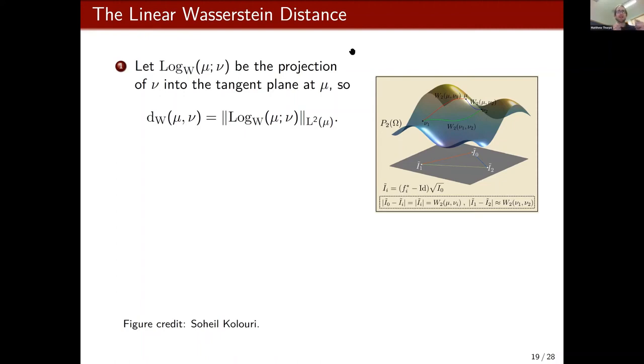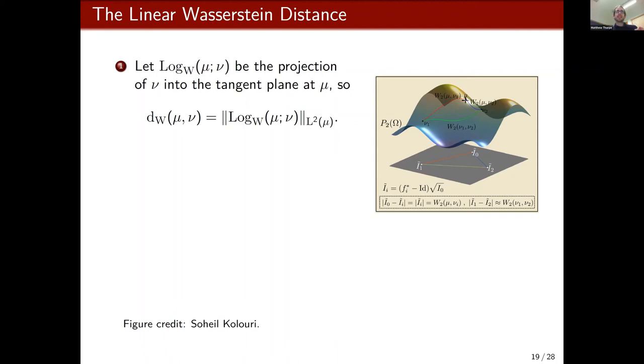You can think of this as, we start off on this Wasserstein manifold, which is some sort of curved space. Here we have three measures, mu, nu1, and nu2. The Wasserstein distance is just the length of this curve along the manifold between mu and nu1. The green curve is the Wasserstein distance between nu1 and nu2, and likewise for the blue.